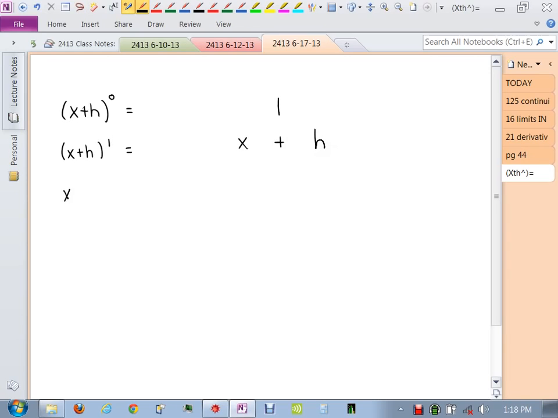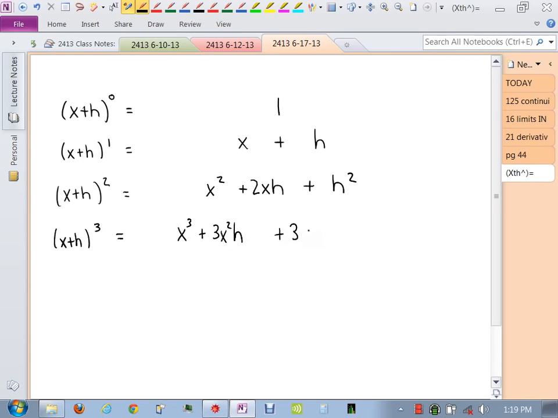All right, what's x plus h squared? X squared plus 2xh plus h squared. So that's what you would get if you multiply them out FOILed, right? X plus h times x plus h. And then what's x plus h cubed? Well, that would be what I just put on the board a second ago. X cubed plus 3x squared h plus 3xh squared plus h cubed.